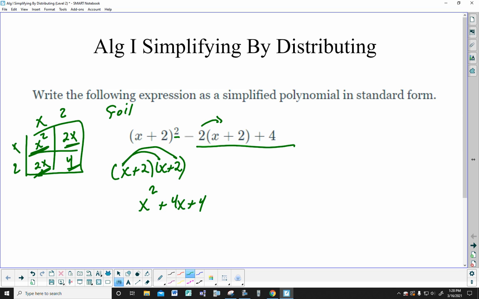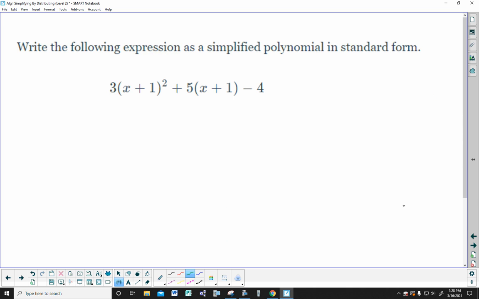Now distribute by multiplying anything inside the parenthesis. So that's a minus 2x minus 4, and then this plus 4 just goes along for the ride. And in this particular problem, notice those cancel out. So now you just add like terms. So you get x squared, 4x minus 2x is 2x, plus 4. Okay? There you go. There's your answer. Okay? So do another one.